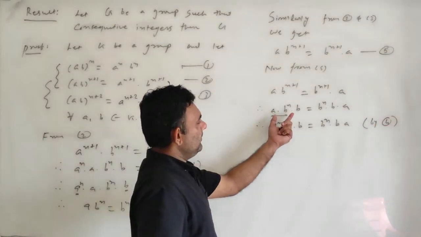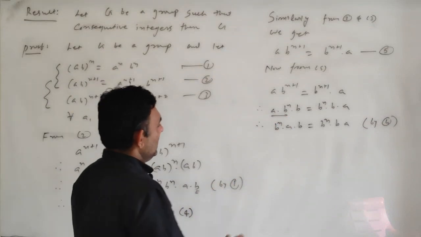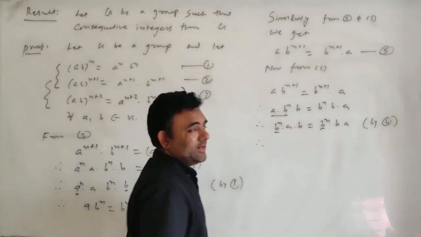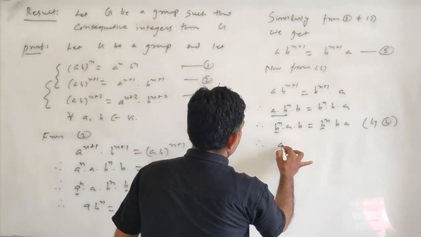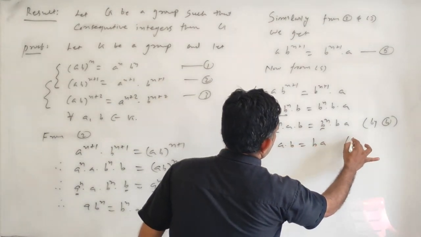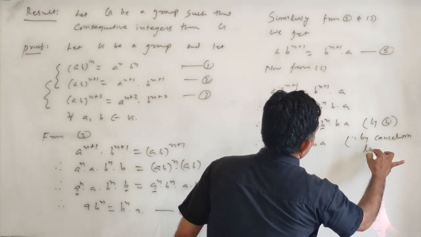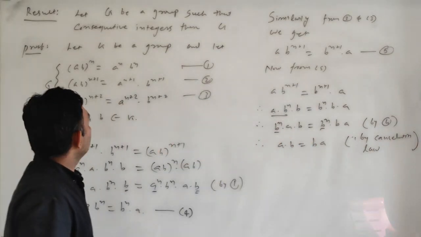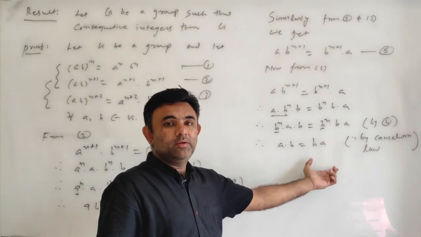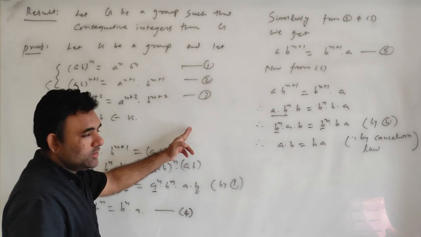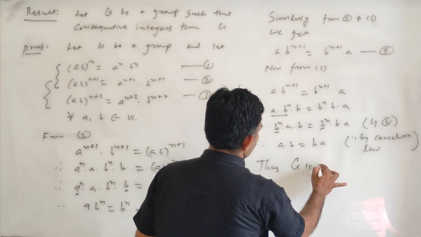By 4, a and b^n can commute. So in place of a b^n, I can write b^n a. Now I have b^n on the left side, so by left cancellation law, I am left with ab equals ba. So what I have proved: you take any two elements a, b, then ab equals ba. And to prove this, I used all these three conditions. Thus G is abelian.